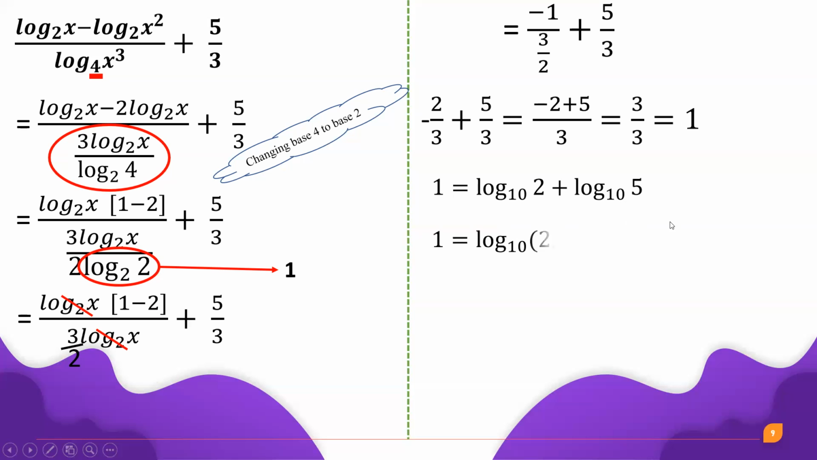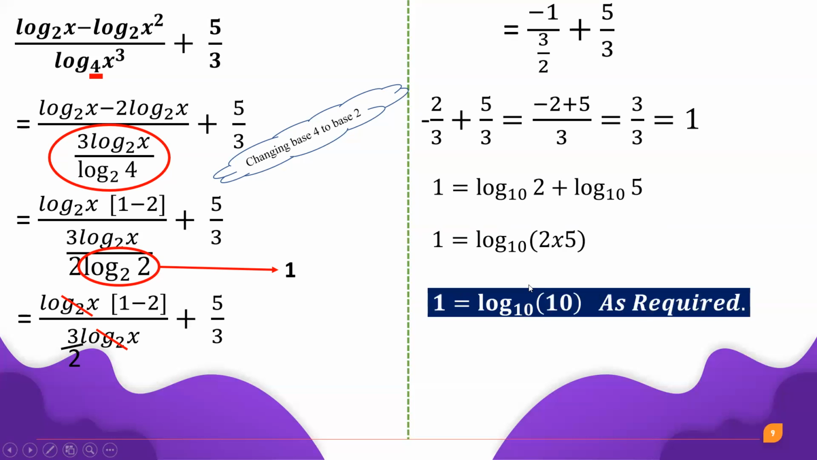Now from the laws of logarithms, once you have an addition sign here, then you multiply these two numbers. So 1 is equal to log of 2 times 5, to base 10. But 2 times 5 is 10. So 1 is equal to log of 10 base 10, as required to be proved from the question previously asked.